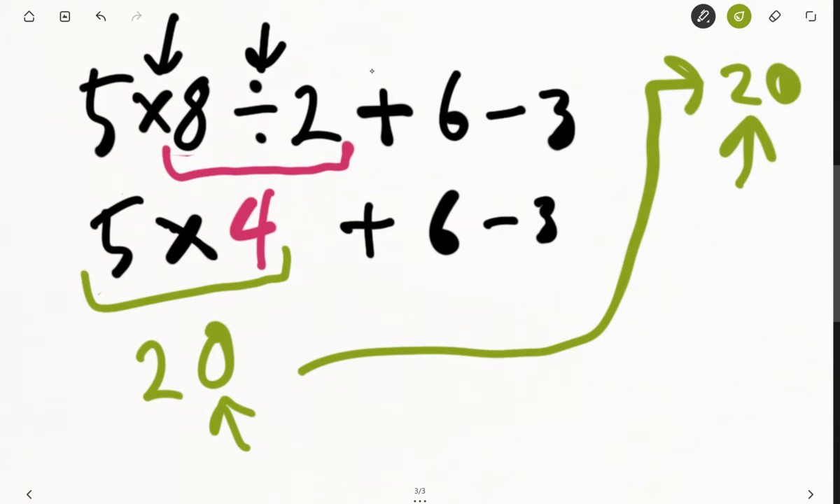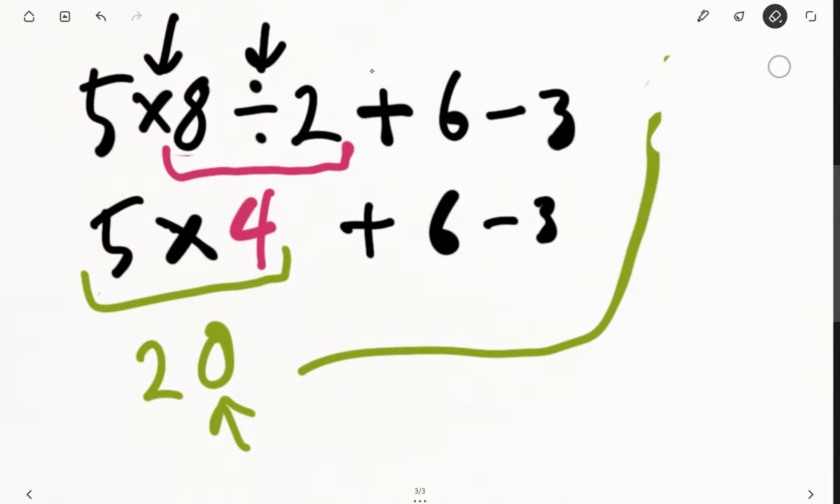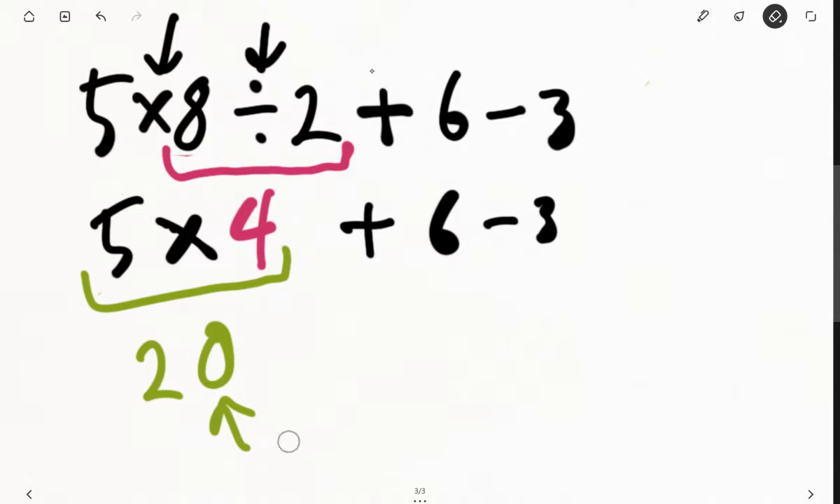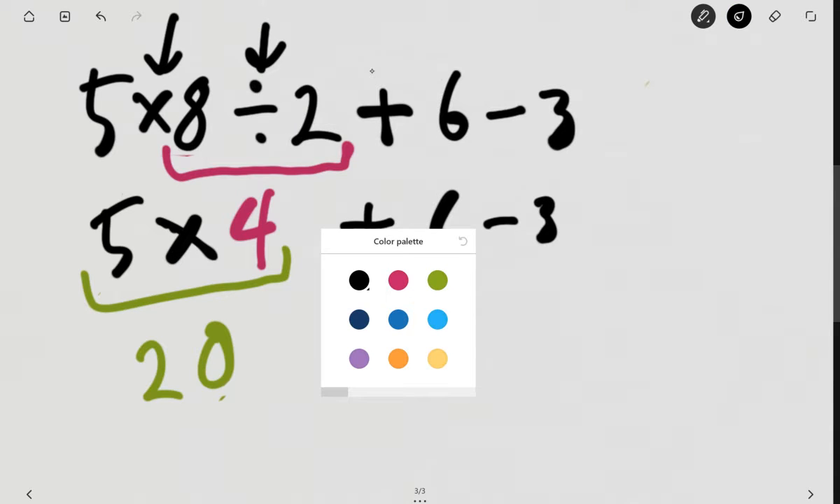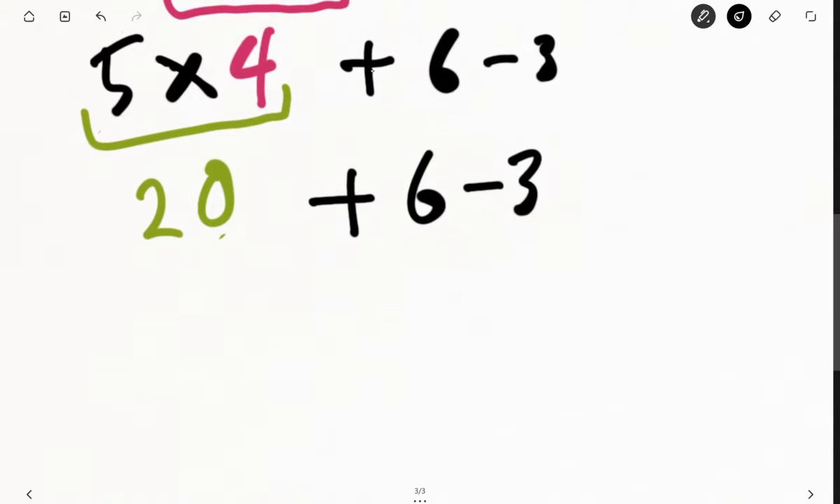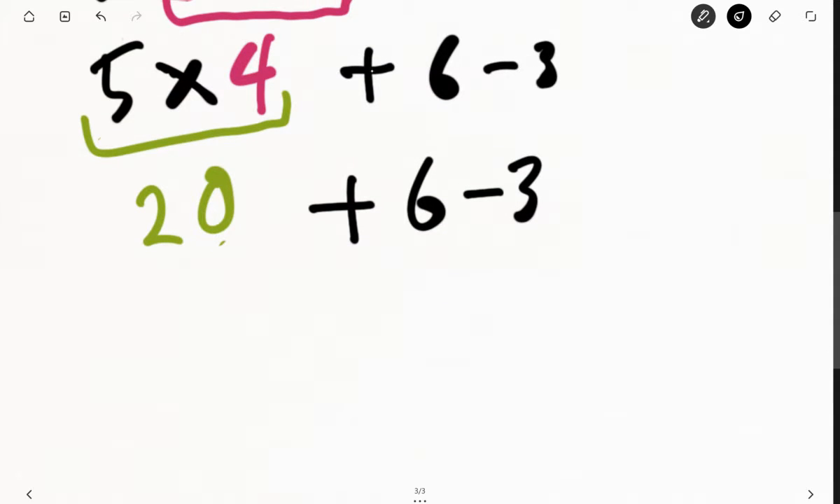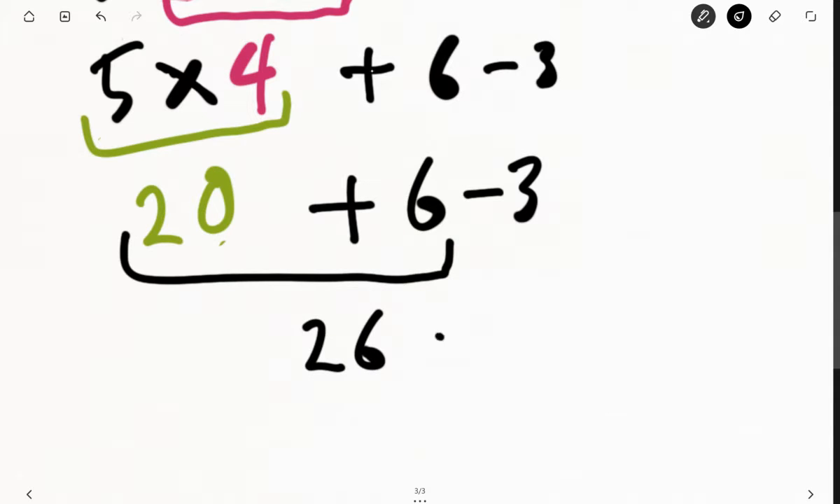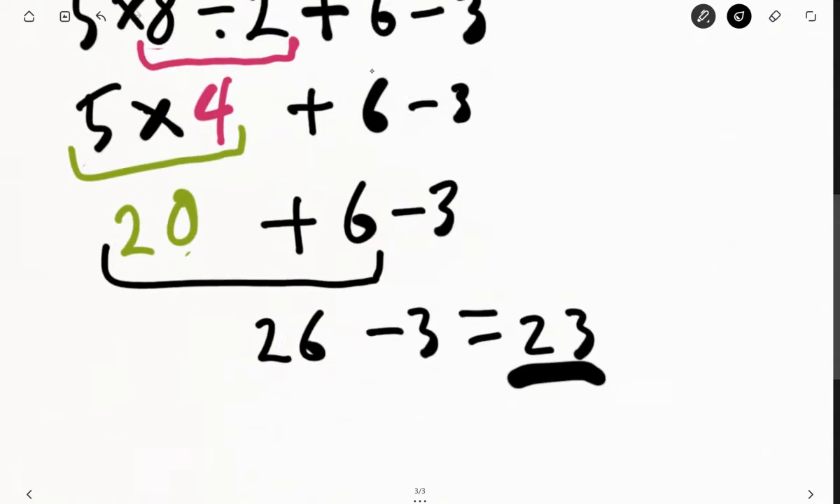So now that we got that cleared up, I'm going to go ahead and erase this right here, and we are going to do the rest of this problem. So we got 20 down here. We're going to bring down the 6 and the 3. So 20 plus 6 minus 3. Again, it's addition and subtraction, so it doesn't matter what order we do this in. So we're just going to go left to right. 20 plus 6 is 26. Minus 3 is 23. So the answer to that problem is 23.